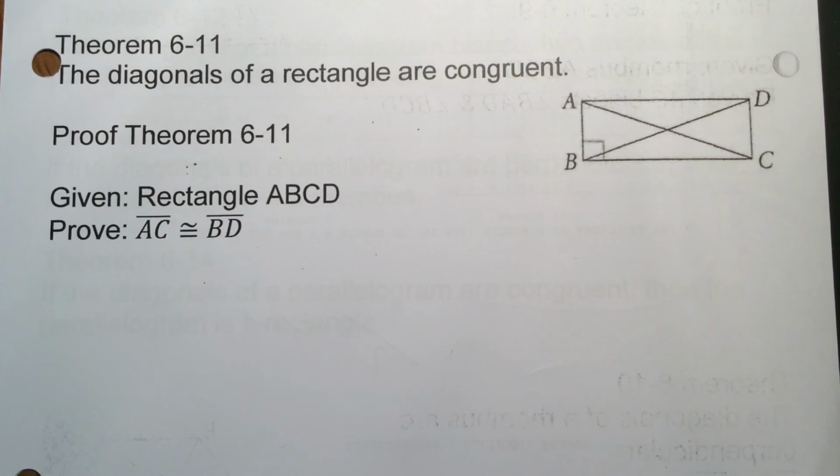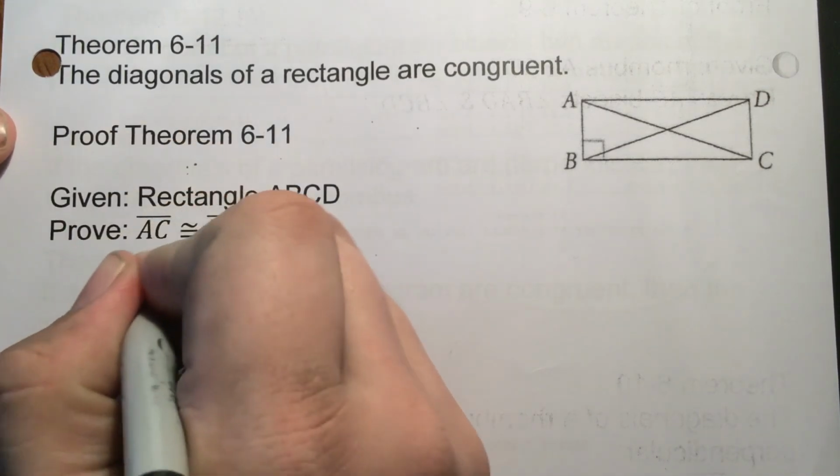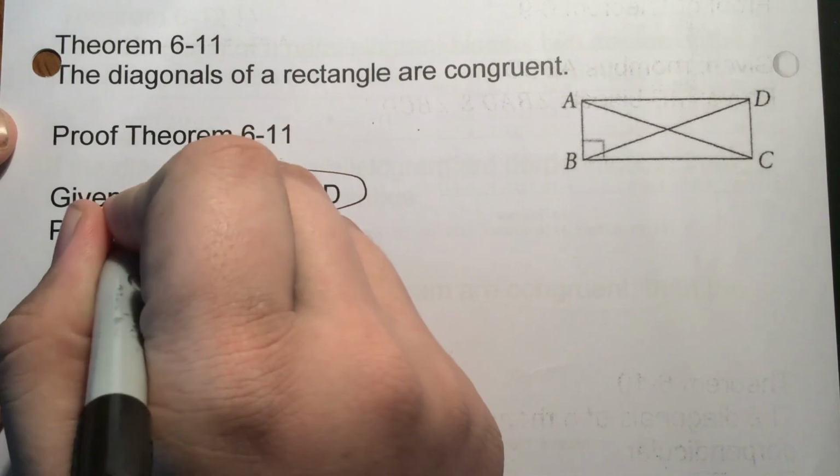So again, if you look in the filled out notes, this is a paragraph proof, but I will make it into a 2-column if I can. So step 1, always the given.